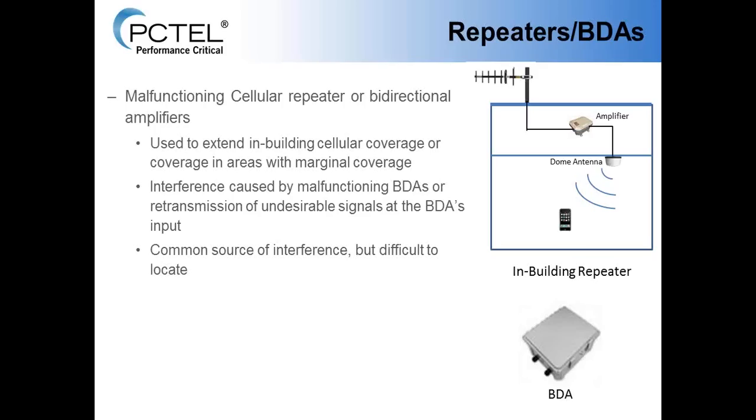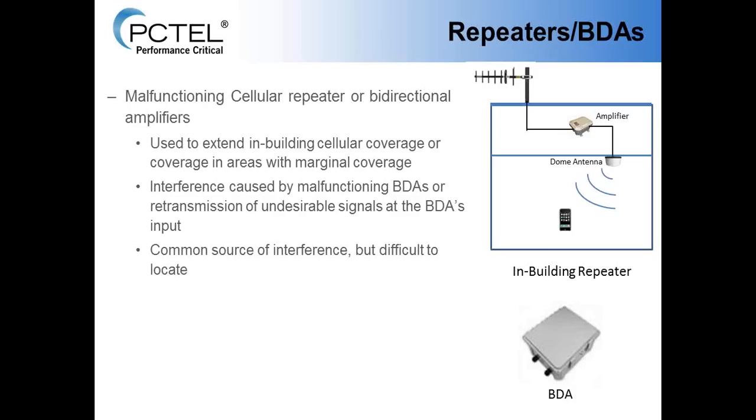Another common source of interference is repeaters and VDAs, and this is actually a very common source. They're really only common when you have a malfunctioning repeater or bidirectional amplifier. A lot of these were added in the 80s and 90s, even in the 2000s, in order to boost mobile signals, both in building and even outside. So there are a lot of them around, and a lot of these networks are actually being turned off and refarmed over to LTE, but these repeaters and VDAs are not being turned off.